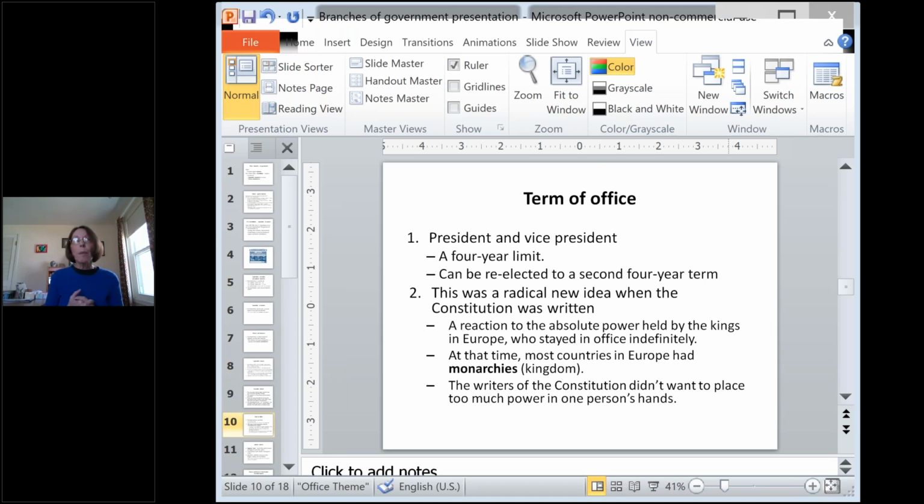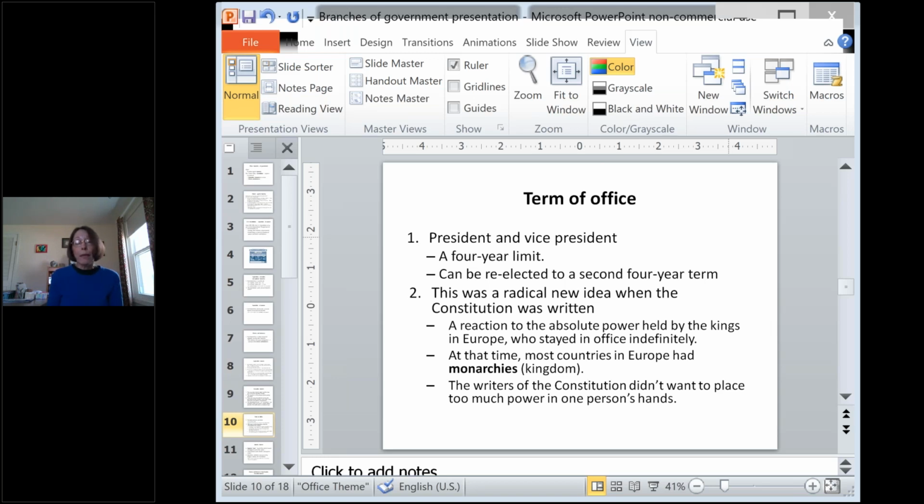Okay, so in terms of a term of office, a president can only serve for 4 years at a time and at most 8 years. At the time the Constitution was written, this was actually a radical new idea because kings could serve as long as they wanted, basically, unless there was a revolution. This was a reaction to the absolute power held by the kings. They were very angry at how the king was treating them when they were the colonies before the U.S. was established. They had no say in how they were being treated.